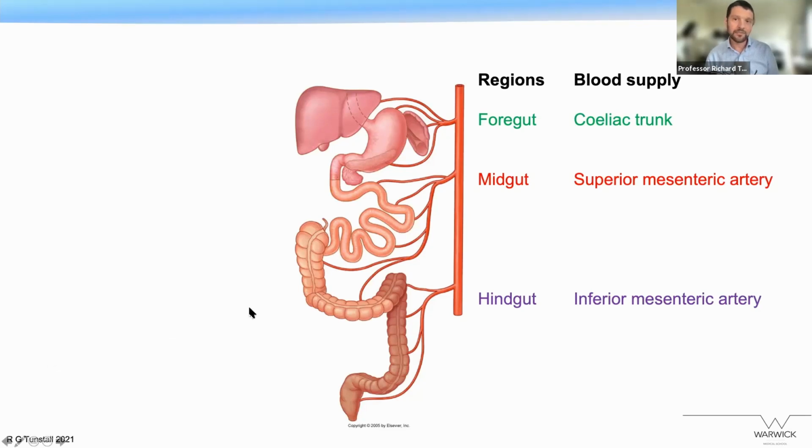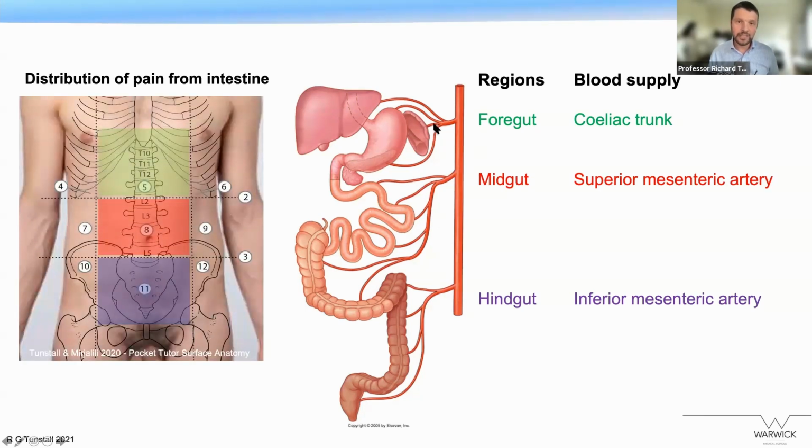We can add one more piece of information to this. Each of these regions of the gut tube, the foregut, midgut, and hindgut, can have pathology affect them. And when a pathology affects them, it can cause pain. The patient will perceive pain in the abdominal wall, your tummy wall. And where they feel the pain will depend on which region of the gut tube is affected. So for example, if the foregut had a pathology in it, the patient will feel pain in the green region. The midgut sends pain to the red region and the hindgut to the purple region.